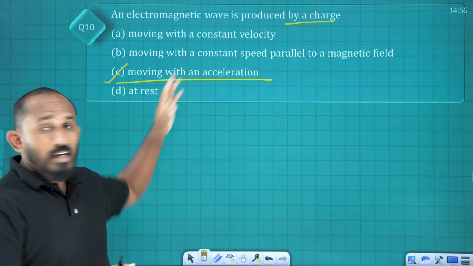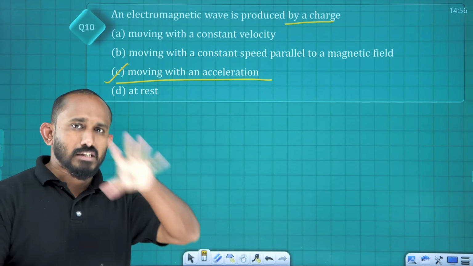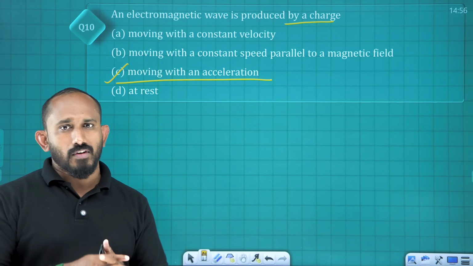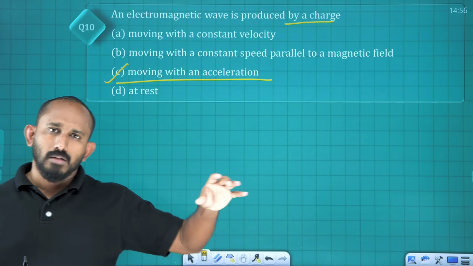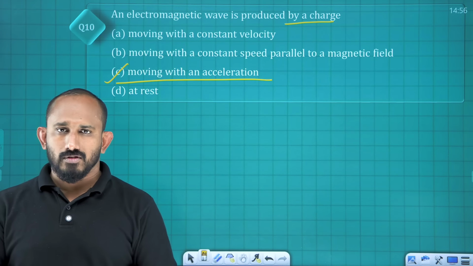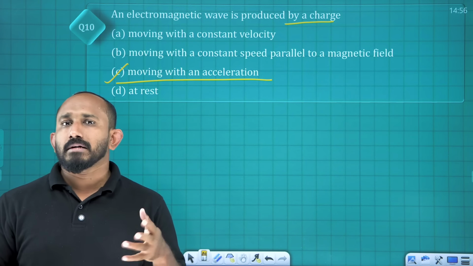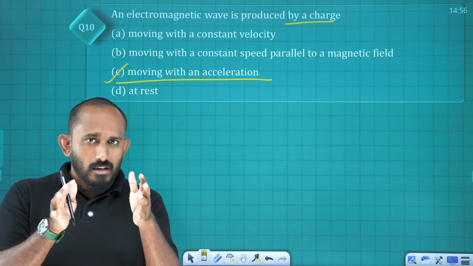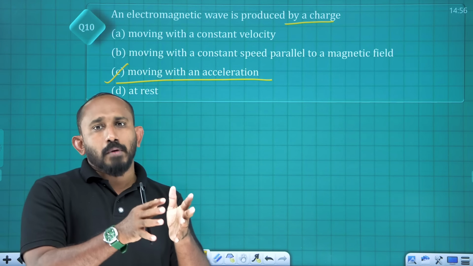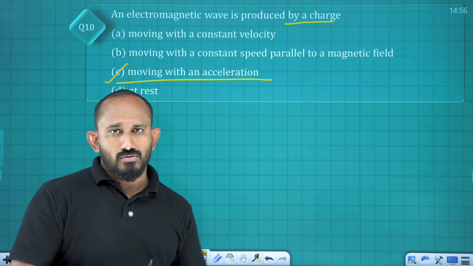So constant velocity, it cannot be. A charge at rest never can be. Only an electric field will be there, there is no magnetic field. Constant motion means there are no varying electric and magnetic fields. Electric and magnetic fields will be there, but they are not varying. So mutually varying electric and magnetic fields produce electromagnetic waves.